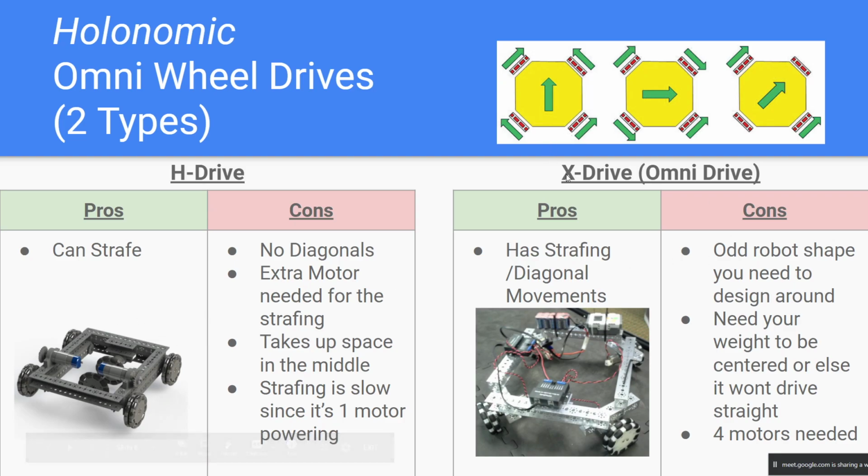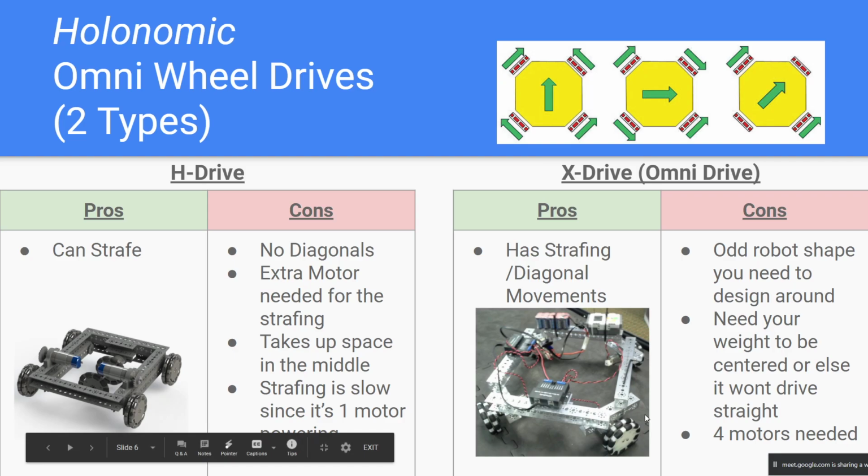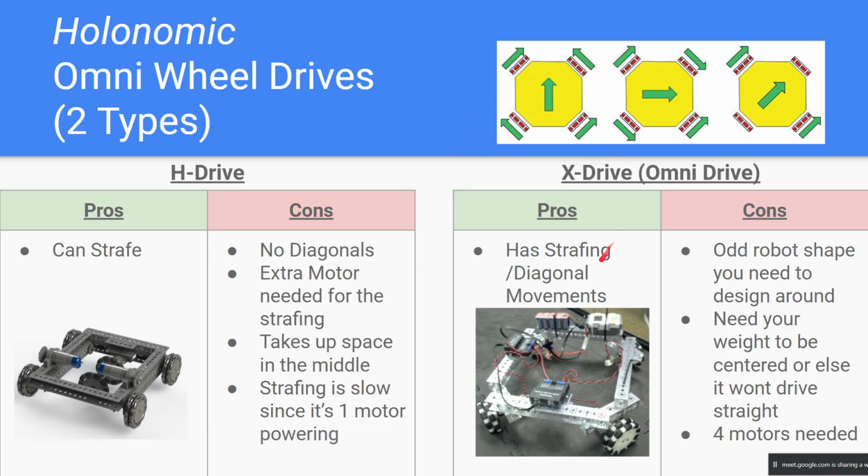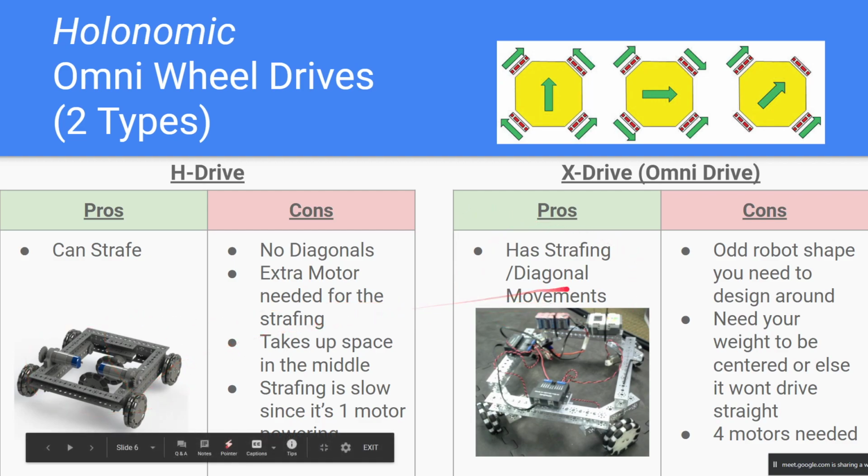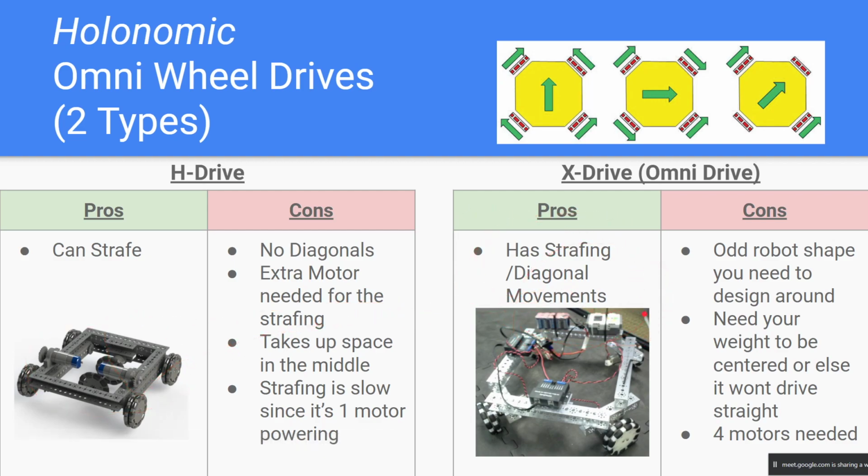So now we're gonna go into the X drive. So this one's kind of funky. It looks very weird. So your wheels, they're omni wheels, are kind of in an X pattern. So they're kind of diagonal. Yeah, this one's kind of fun. This one's actually more common than this. Okay, I see this a lot more.